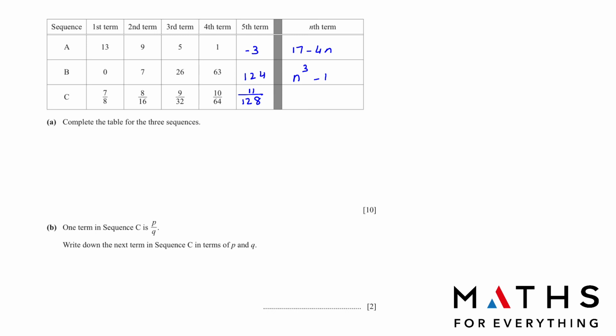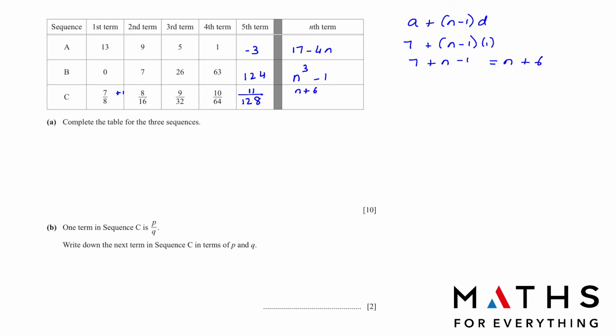The arithmetic sequence formula I showed you is a plus n minus 1 d. Our a is 7 and the difference is 1. Every time to get to the next term, we add 1. So what will we have? 7 plus n minus 1. So n, 7 minus 1 is 6.